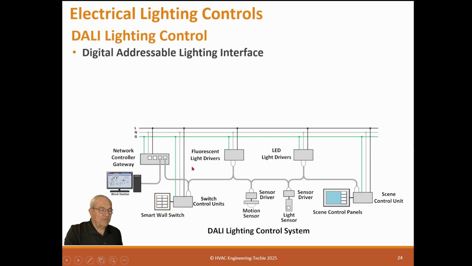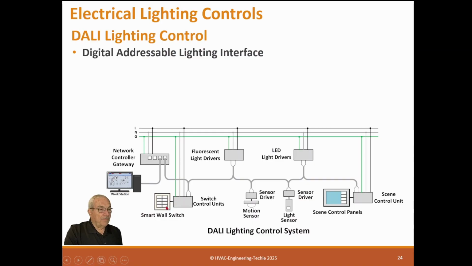So DALI lighting control is a much larger system. And this is the power source up here. And these are the fixtures here. This is a computer system, and this is the data channel. This can be wired or it can be wireless. But this is a data channel that goes to each of them. And then it has these control units that are on there that allow switches. So this is a smart switch configuration.